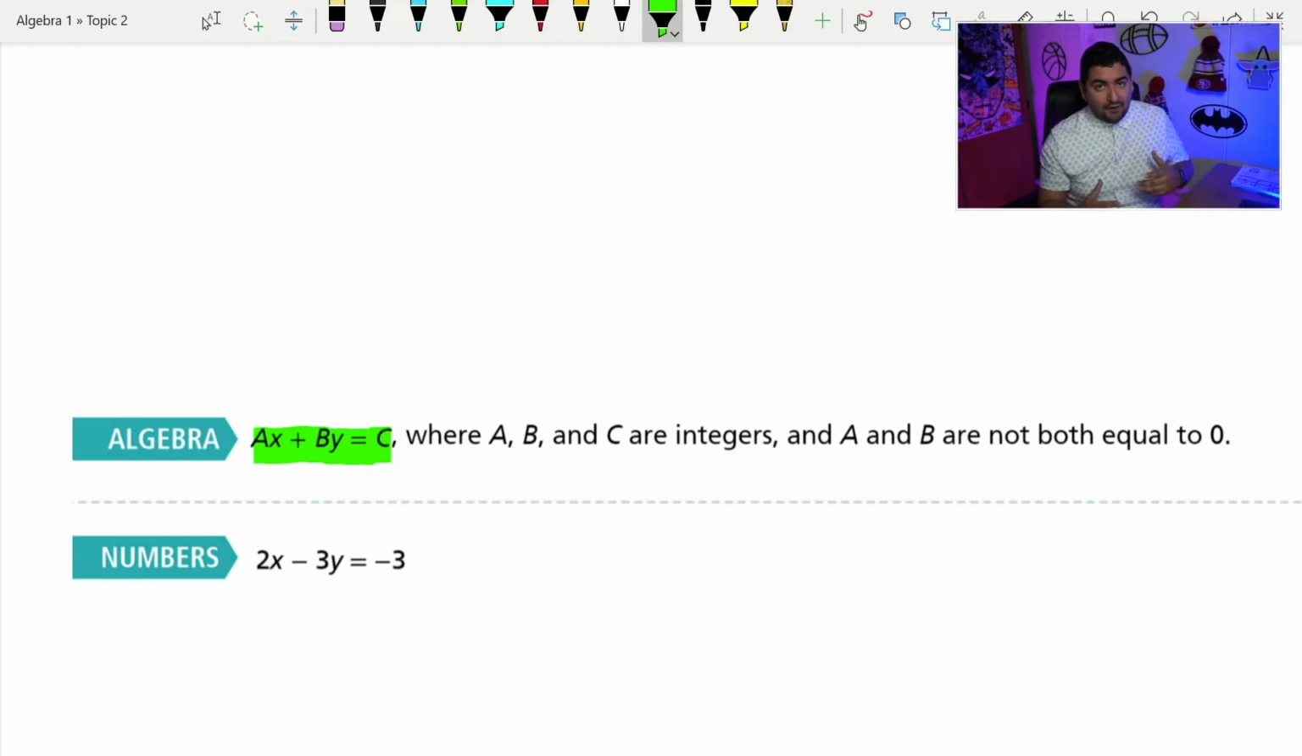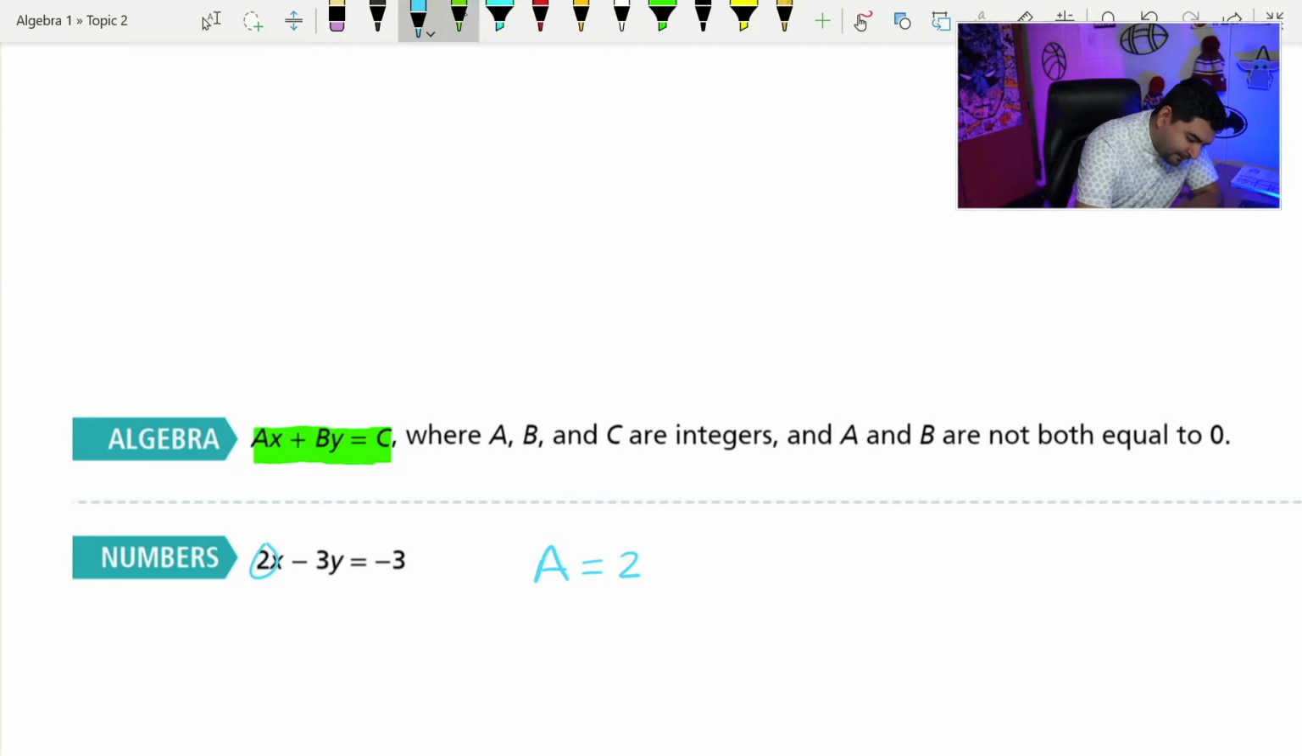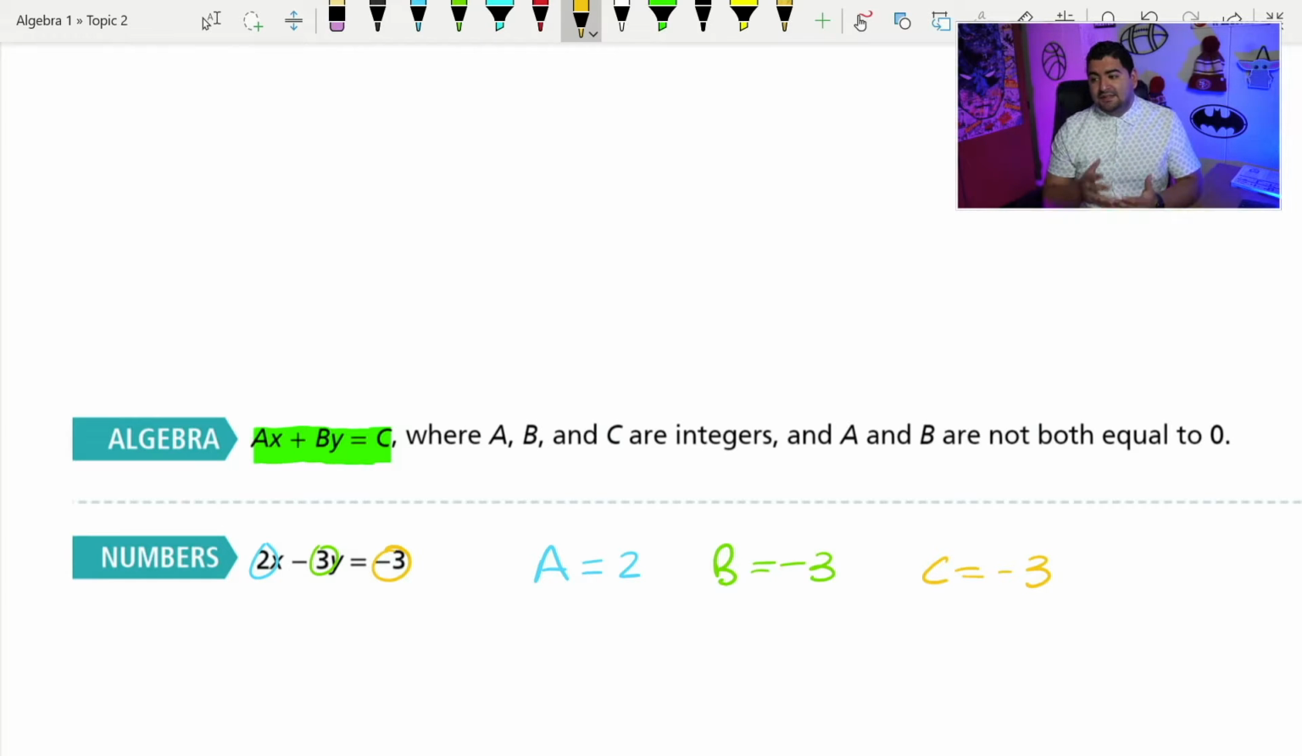To show you an example with numbers already plugged in, underneath it we have 2x minus 3y equals -3. For this example, just to help you get used to how we plug in values, a would be 2, b would be -3 in this case, and c is also -3. This is what the equation looks like with values actually plugged into it. Again, this is an example with number values plugged in, and there are a few benefits to this.